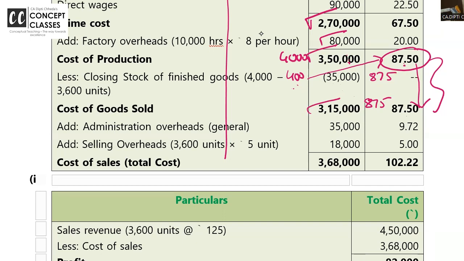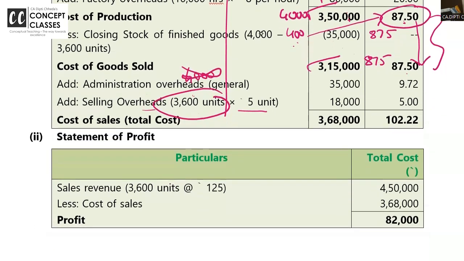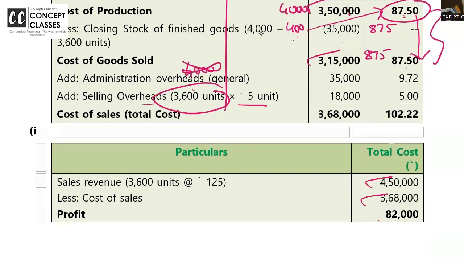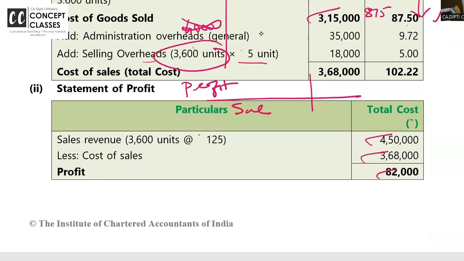Ma'am, why did you take admin overhead here? Because it's general. Had it been related to production, I would have taken it up. Selling expenses per unit, see, are not for the 4,000 units produced but for the number of units sold. And you get the cost of sales. And sales is given to you. Now, they have prepared a separate statement. In the exam, you can continue here only: profit, and here only sales. That would be easier. Any doubt?